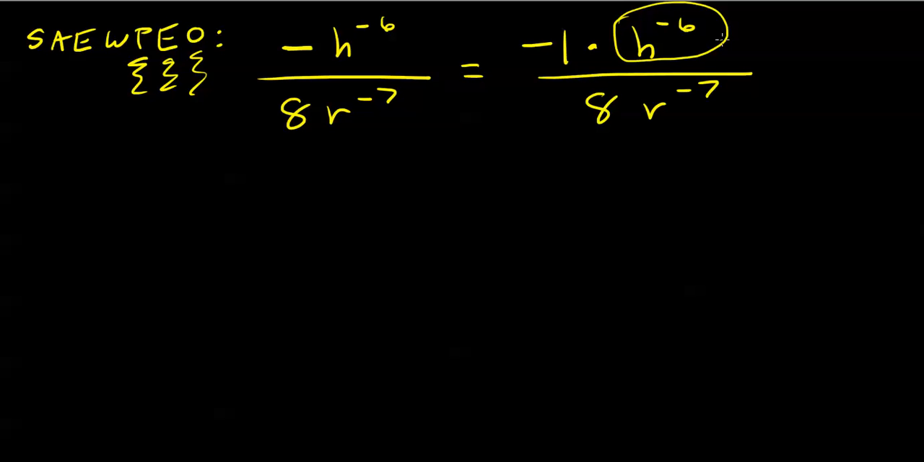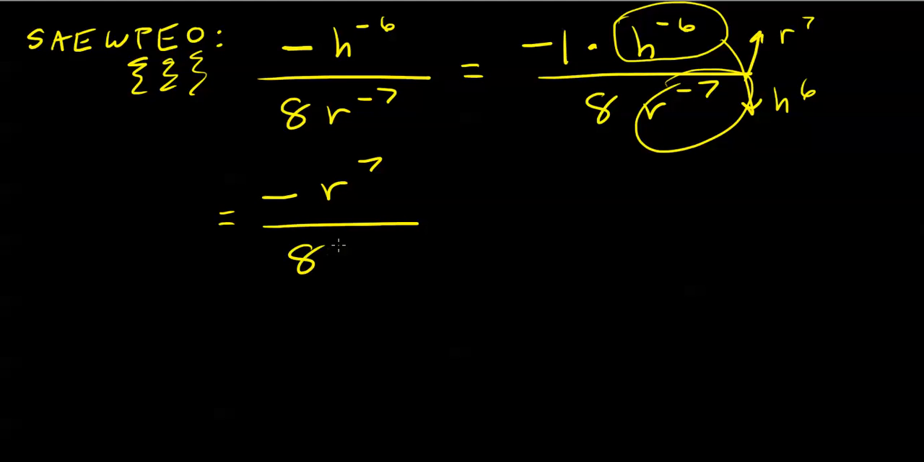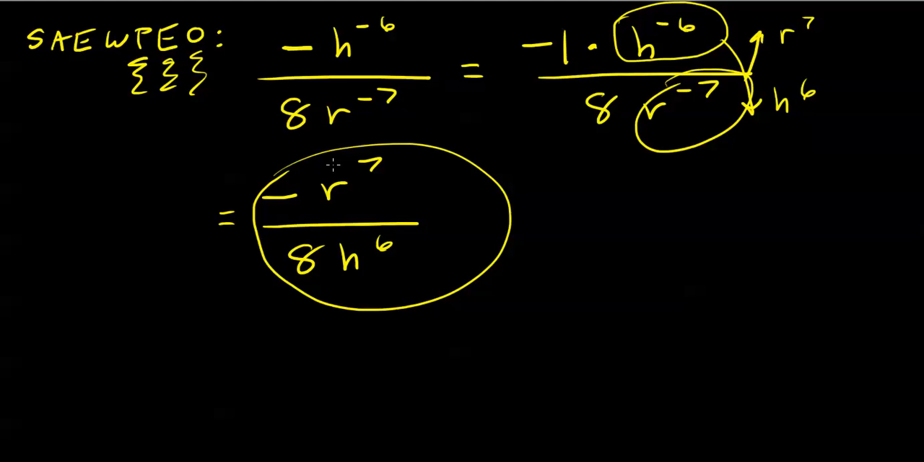This can go downstairs as h to the 6th power. This can come upstairs as r to the 7th power, really working out rules 5 and 6 together. So my final response is going to be minus 1 times r to the 7th power over 8 times h to the 6th power. It's really as simple as that. So don't make manipulating negative exponents harder than it has to be.